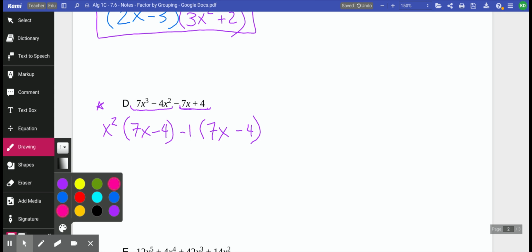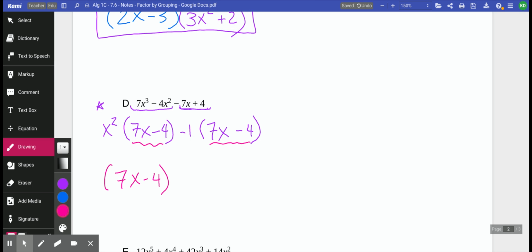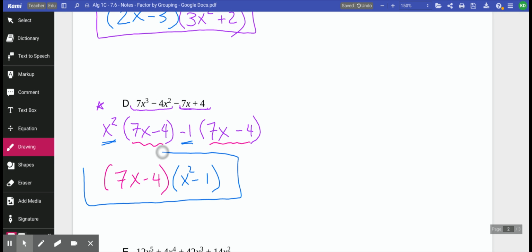So again, now we should have matching parentheses, right? So that's going to be our next greatest common factor. They both have that set of parentheses, and the leftovers are x squared minus 1. X squared minus 1, and done.